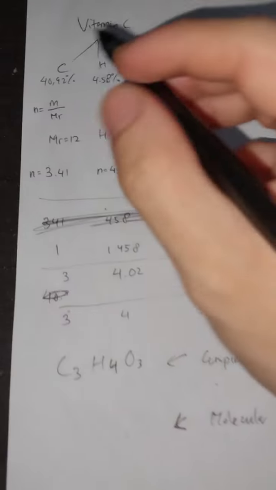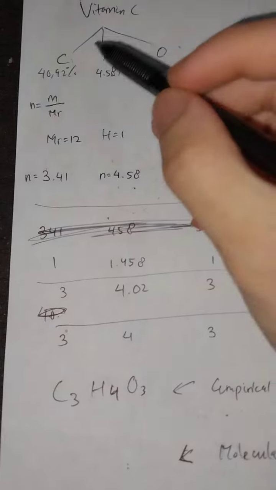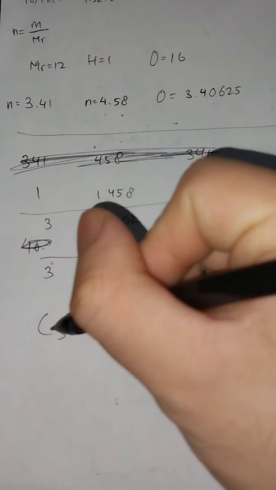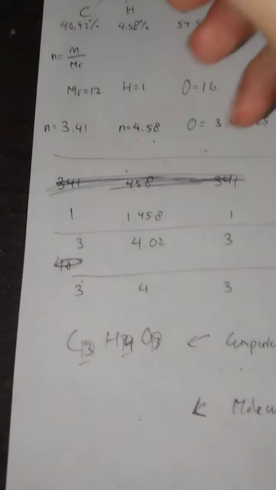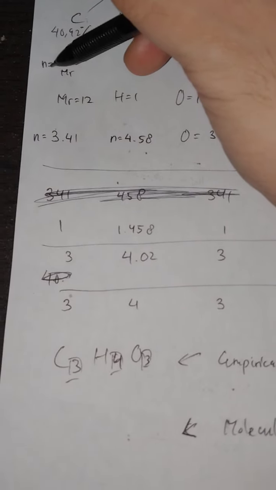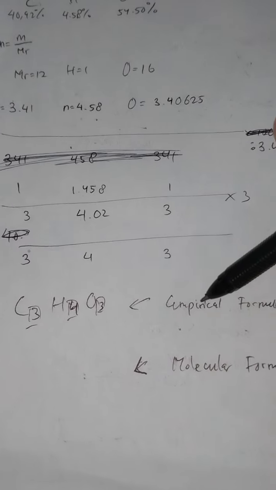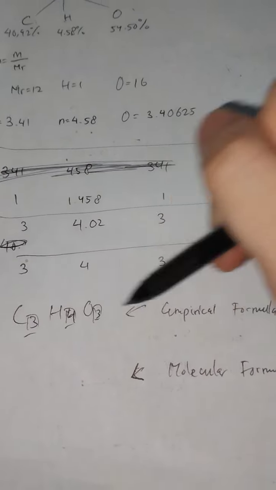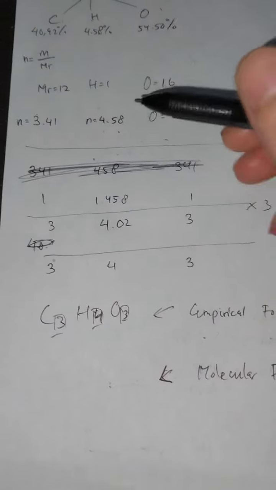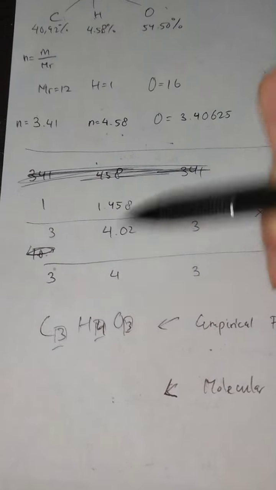Now, firstly, we need to find this one first. What do you call this? This is the number of mole, the n. All right, you see, I already found the answer for you. 343, C3H4O3. This is the empirical formula. Now I'm going to teach you how to find this 343.